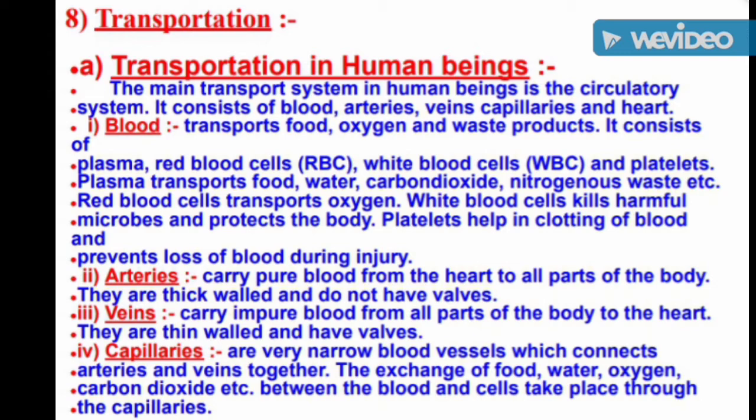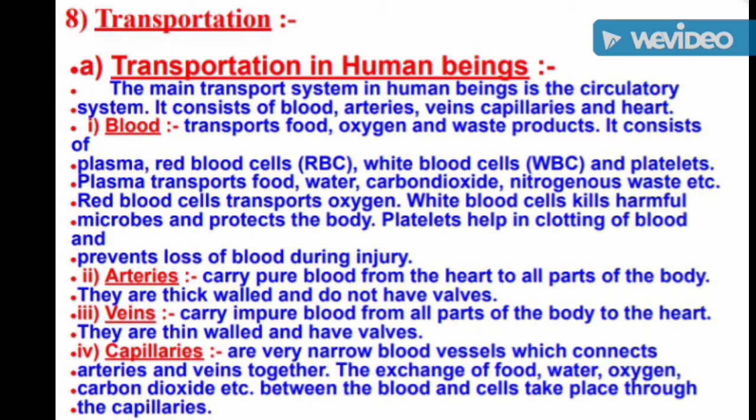Next is arteries. Arteries carry pure blood from the heart to all parts of the body. They are thick-walled and do not have valves. Veins carry impure blood from all parts of the body to the heart. They are thin-walled and they have valves.